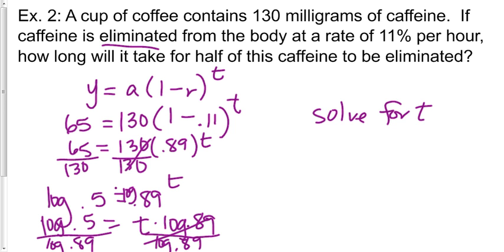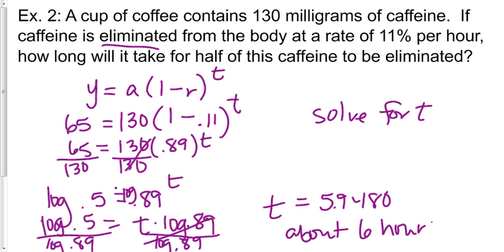So it's the log of 0.5 divided by the log of 0.89, and that will give me t. As I calculate this here, I get 5.9480. And so we could say that it takes about 6 hours for half of the caffeine to be eliminated from our body. About 6 hours.